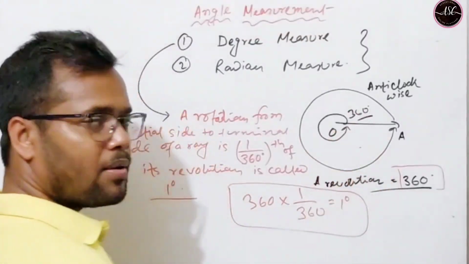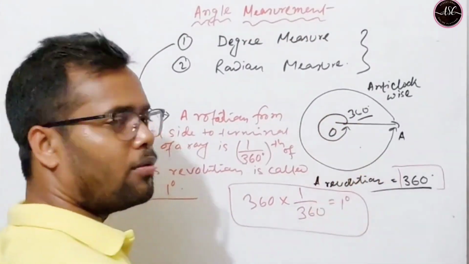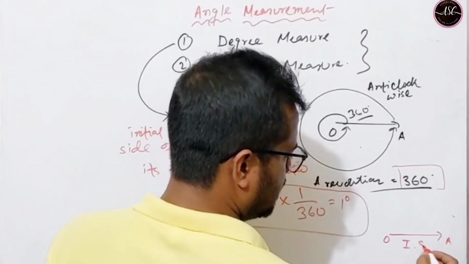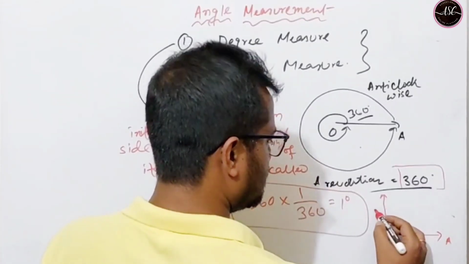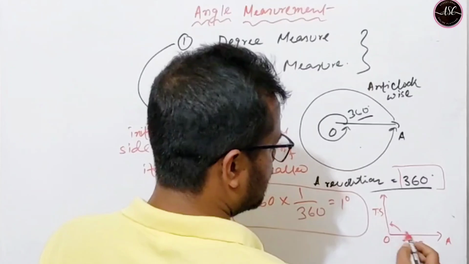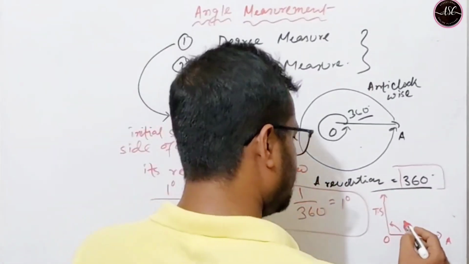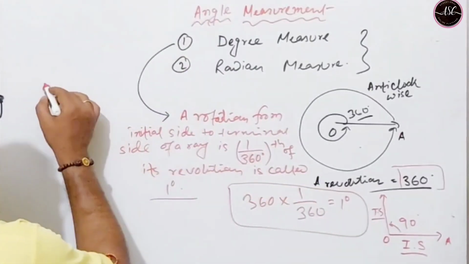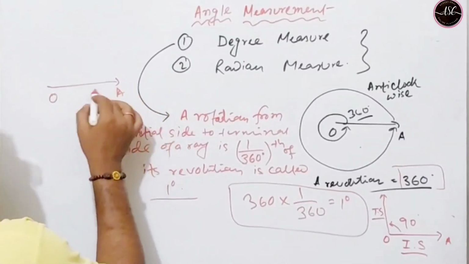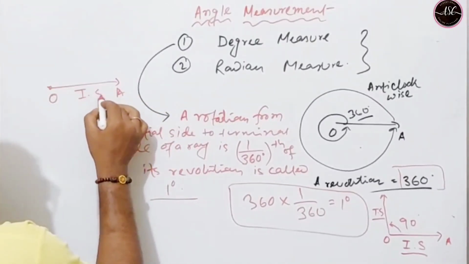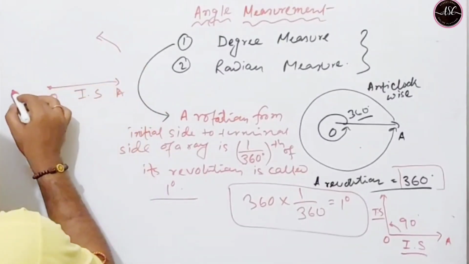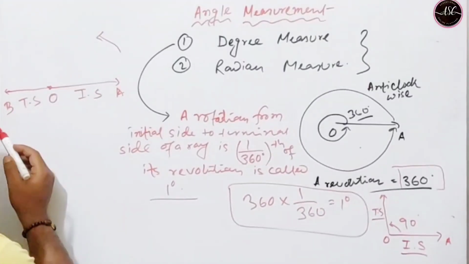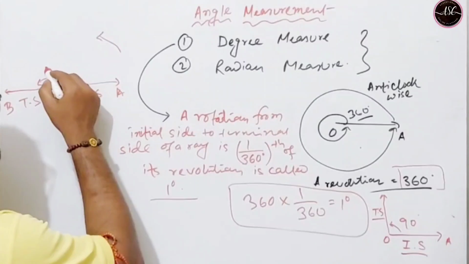In this picture we have seen a total revolution covers 360 degrees. If this is the initial side of the ray and this is the terminal side of the ray, and it is rotating anti-clockwise, then the angle between the terminal side and initial side will be 90 degrees. If OA is the initial side and it rotates anti-clockwise to the terminal side in this position, then the angle between the initial side and terminal side will be 180 degrees.